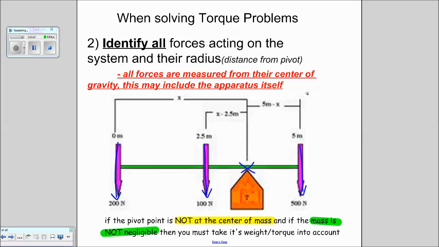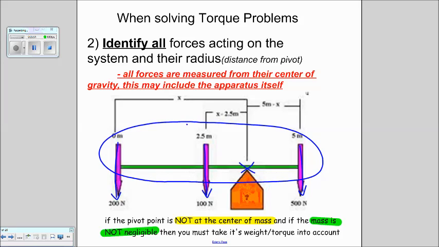If I look at this beam right here, with no other forces acting on it, it wouldn't balance. The reason it wouldn't balance is because the center of mass of the beam is not at the pivot point. That means I need to take that force into account. So you find the center of the beam, and you have the force of gravity of the beam at the center of mass. You've got to take that into account, and we'll see that a couple of times.